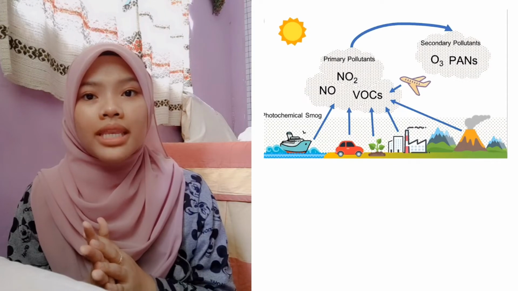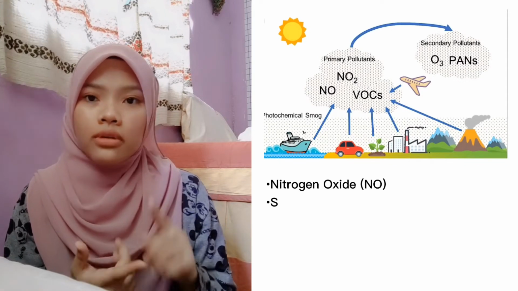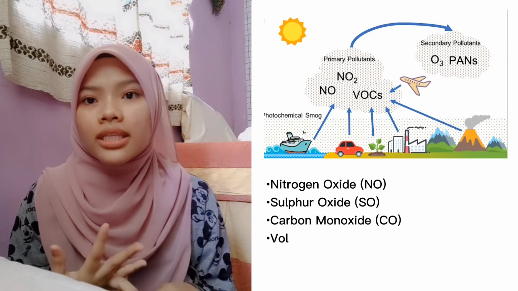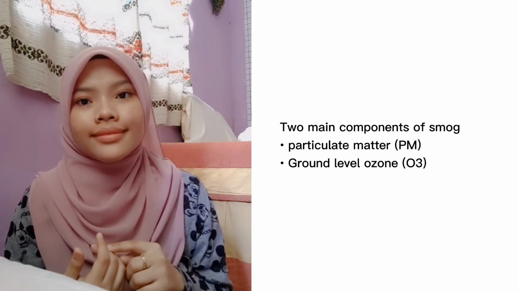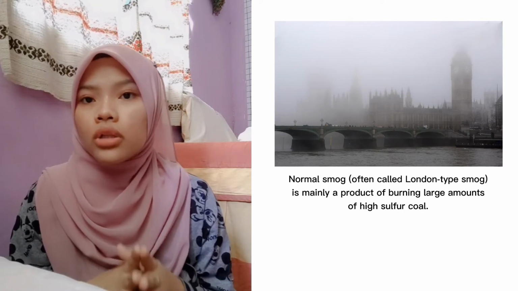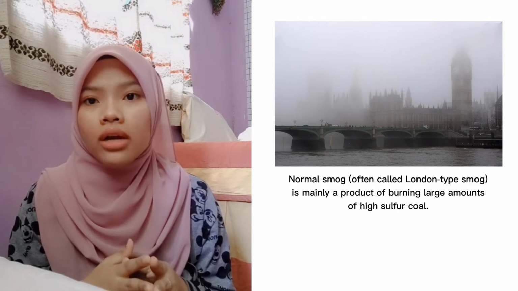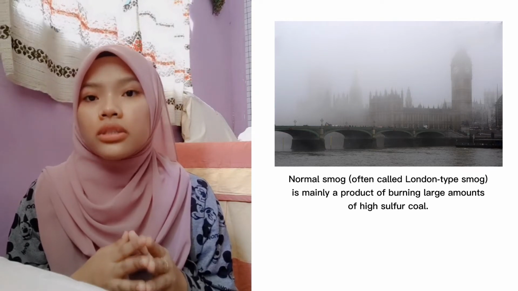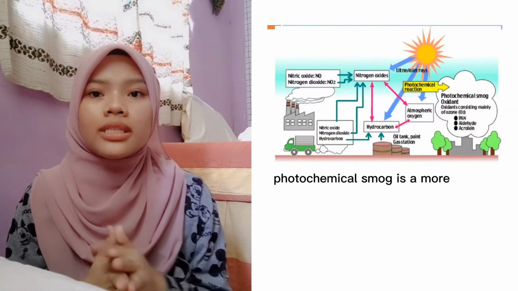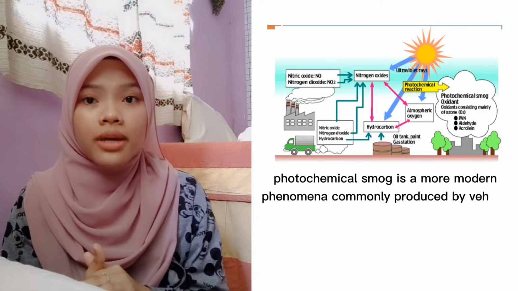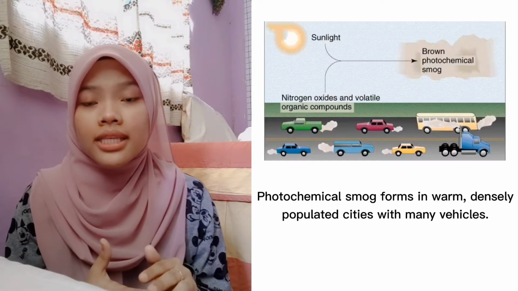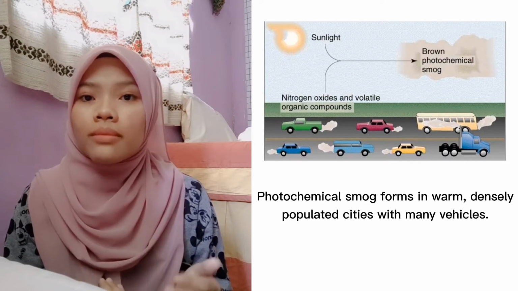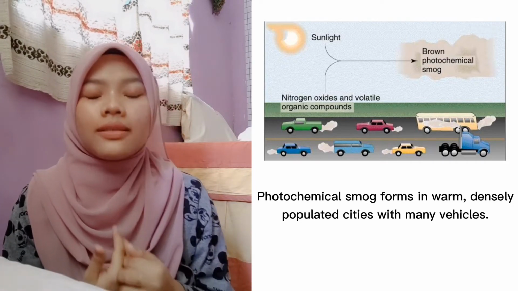Smog is made up of many chemicals including nitrogen oxides, sulfur oxides, carbon monoxide, and volatile organic compounds. But the two main components of smog are particulate matter and ground level ozone. Normal smog, often called London type smog, is mainly a product of burning large amounts of high sulfur coal, whereas photochemical smog is a more modern phenomenon commonly produced by vehicle emissions in contact with sunlight, mostly from burning gasoline and diesel. Photochemical smog forms in warm, densely populated cities with many vehicles.